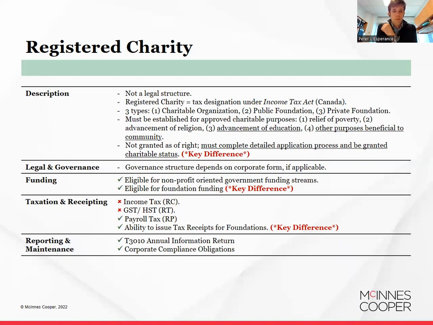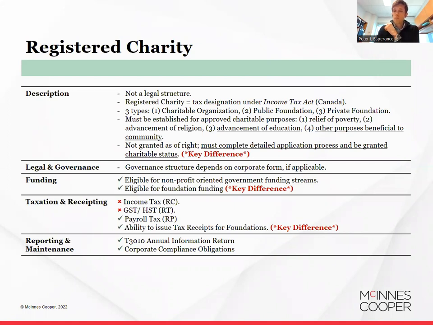So charities developed in the UK, and historically, there were four recognized categories of charitable purposes: relief of poverty, advancement of religion, advancement of education, and other purposes beneficial to the community.